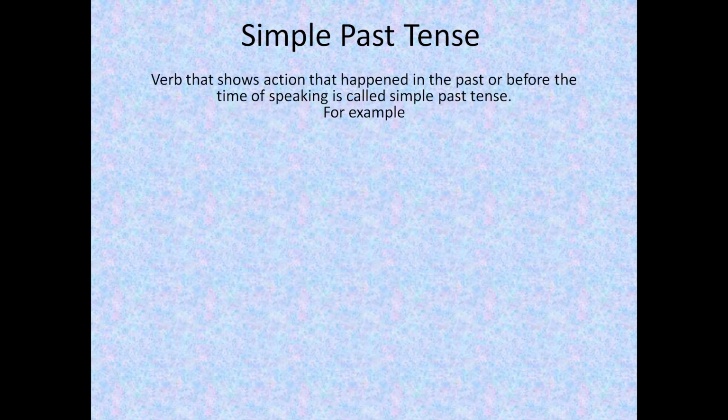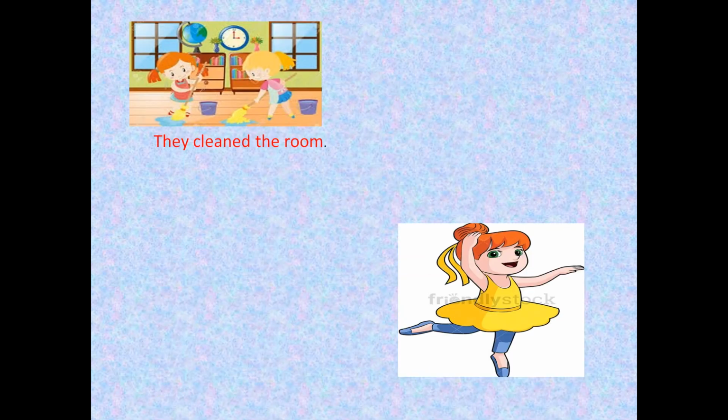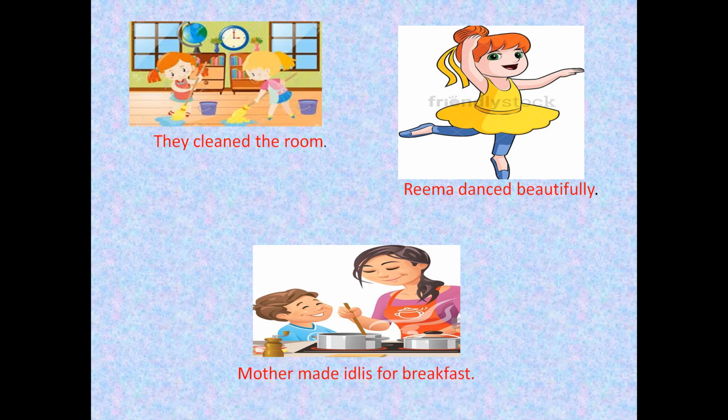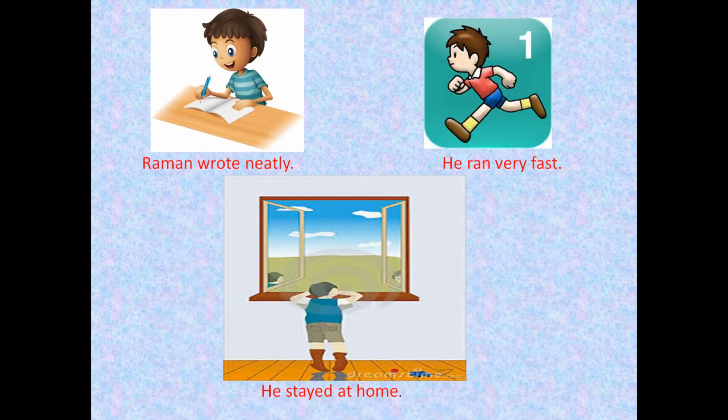Verb that shows action that happened in the past or before the time of speaking is called simple past tense. For example, Rahul played with his dog. They cleaned the room. Reema danced beautifully. Mother made idlis for breakfast. Raman wrote neatly. He ran very fast. He stayed at home. After going through these examples, we see that verbs in these sentences are in past tense.